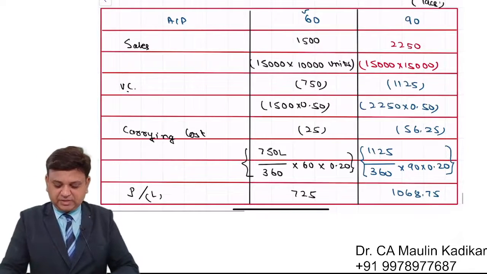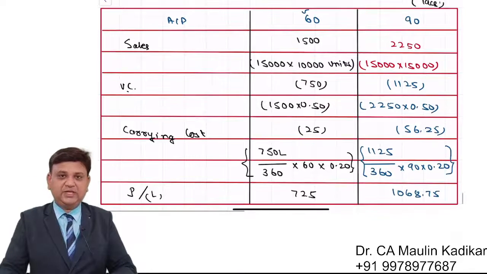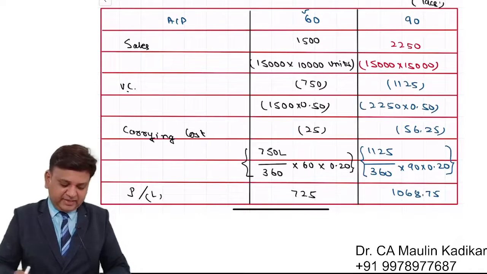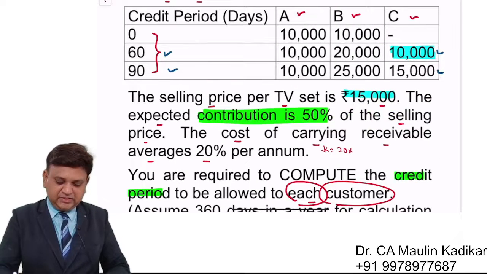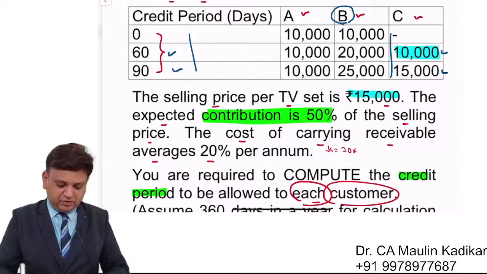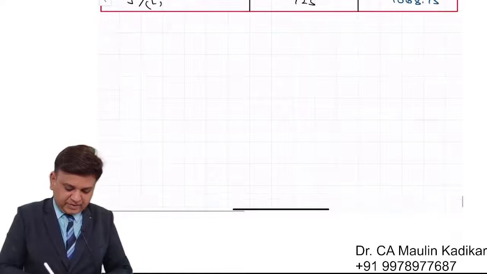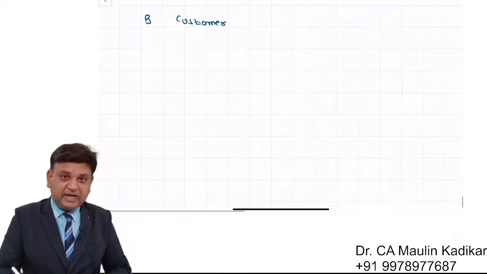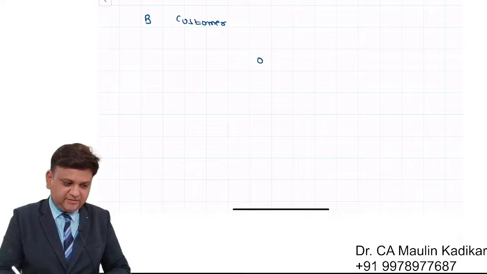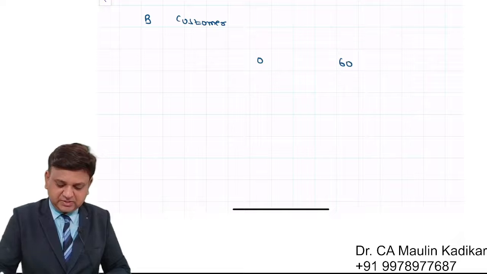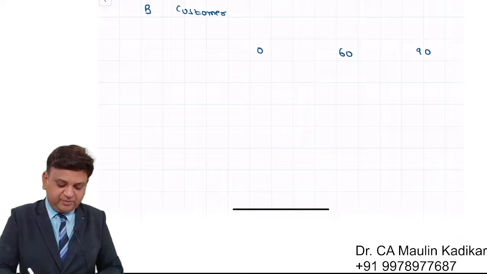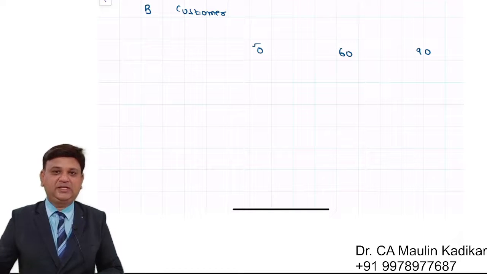That is the way the profit or loss can be calculated. Please write down the answer for 60 days and for 90 days. Now, the way we have made the calculation for C customer, similarly we have to do for B customer. For each of the credit periods, we'll compute the profit or loss. So for B customer, average collection period 0 days, average collection period 60 days, average collection period 90 days. I request you to put your answer in the chat box: what would be the profit or loss for 0 days credit.